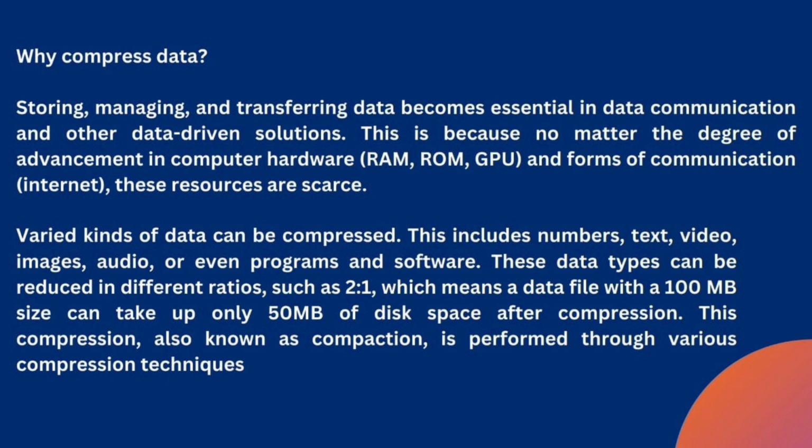Varied kinds of data can be compressed. This includes numbers, text, video, image, audio, or even programs and software. These data types can be reduced in different ratios such as 2:1, which means a data file with 100 MB size can take up only 50 MB of disk space after compression. Compression, also known as compaction, is performed through various compression techniques.